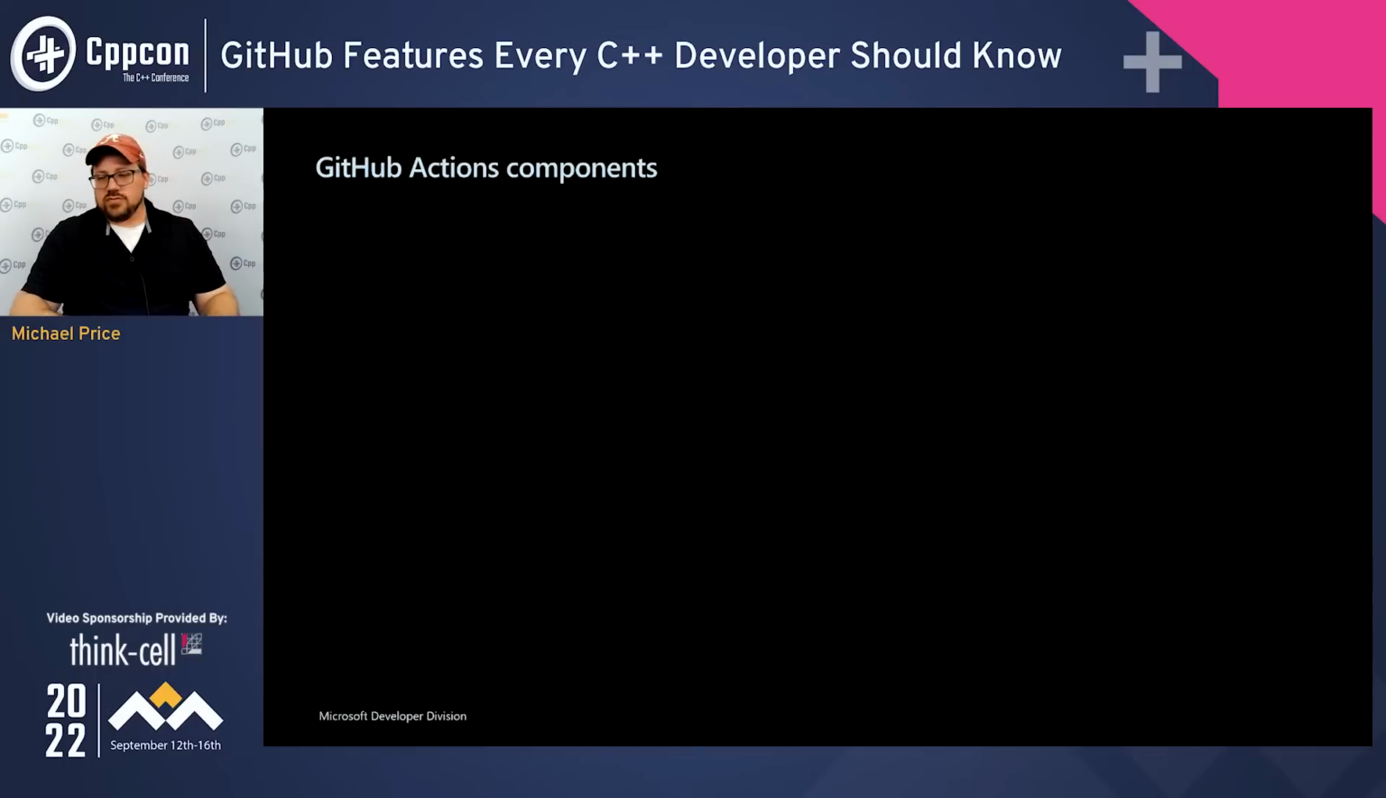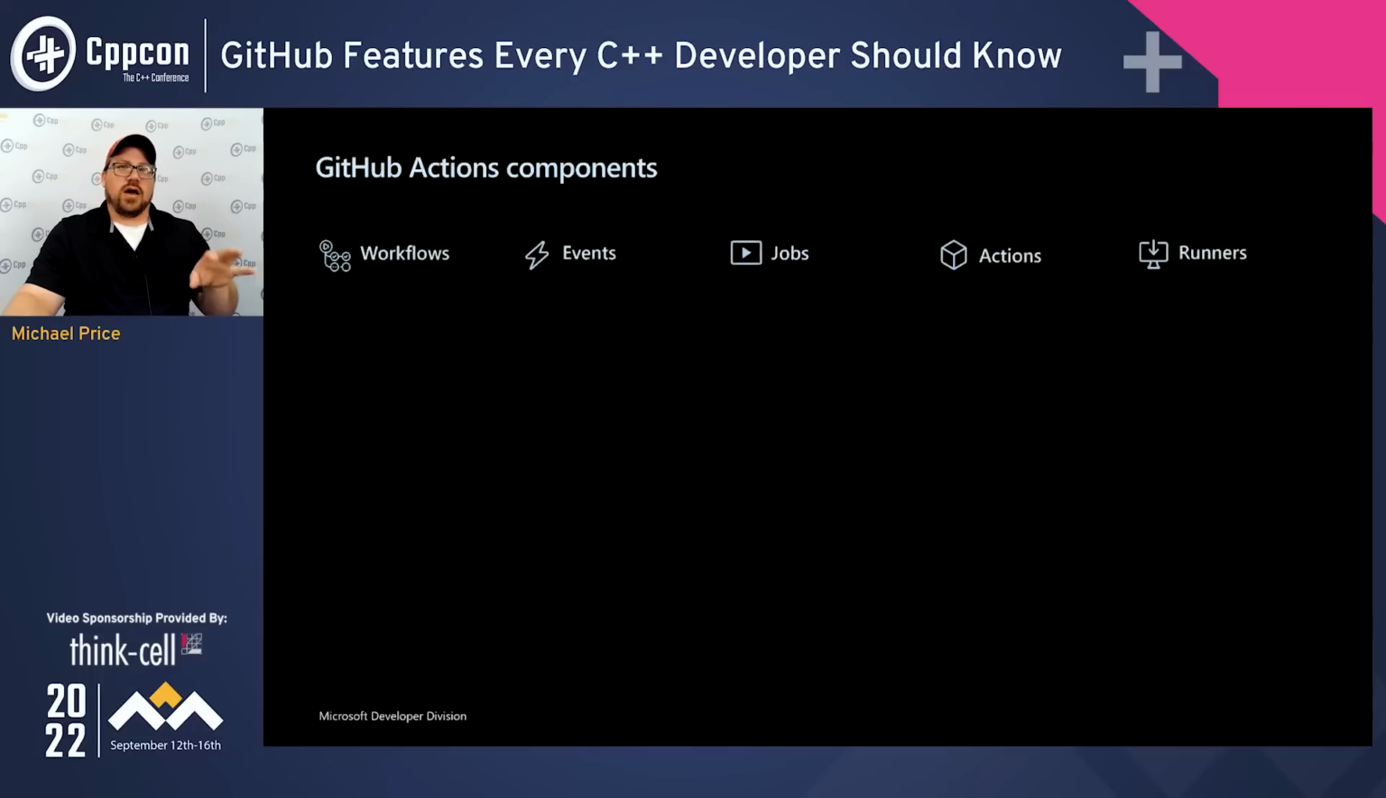So the solution for automation in GitHub is GitHub Actions. We're going to talk about 5 terms or concepts with GitHub Actions that you need to understand in order to be able to navigate documentation and anything written about GitHub Actions. Okay, we're going to go in order here.